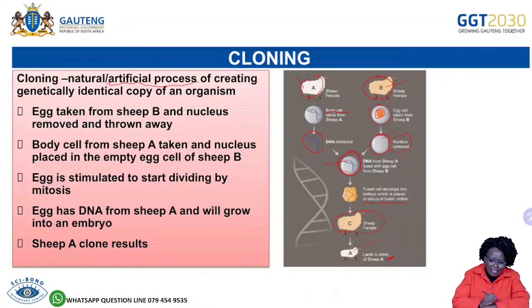So you can see all the different steps that are indicated. I used the diagram to take you through the illustration. Once you master that, you will never go wrong. But if you now come to the actual story of how cloning is taking place, then you can say, depending on the scenario that you are going to be given, you don't memorize. An egg is taken from sheep B and the nucleus removed and thrown away. The body cell of sheep A is taken and the nucleus placed in an empty egg cell of sheep B. The egg is stimulated to start dividing by mitosis. The egg has the DNA from sheep A and will grow into an embryo, and a sheep A clone results. There's no way that you'll forget cloning, I reckon.